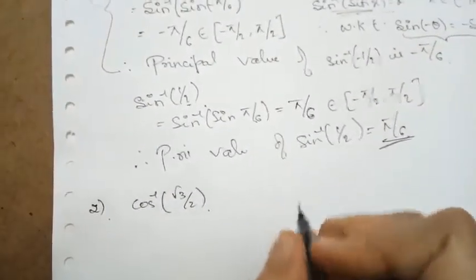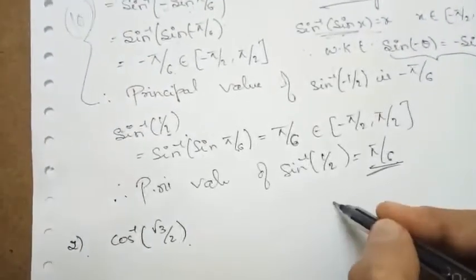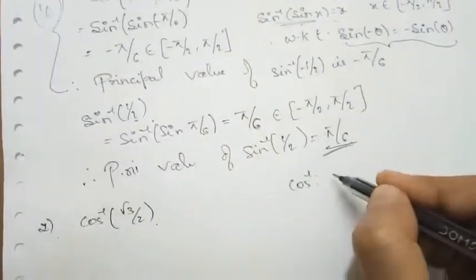Next question, that is cos inverse of root 3 by 2. So clearly what is the domain and range of the cos inverse function?